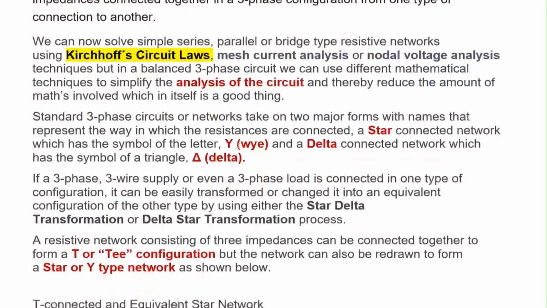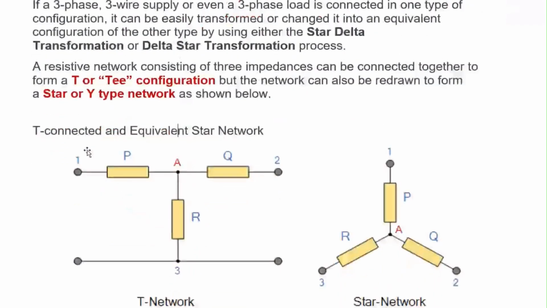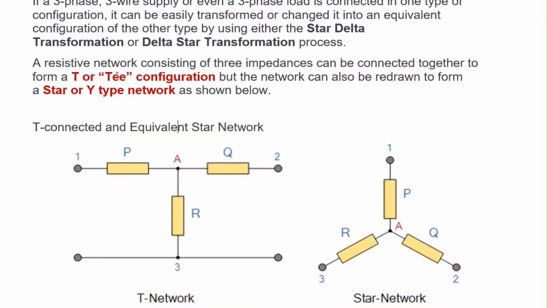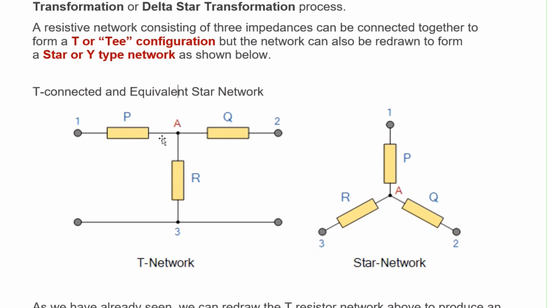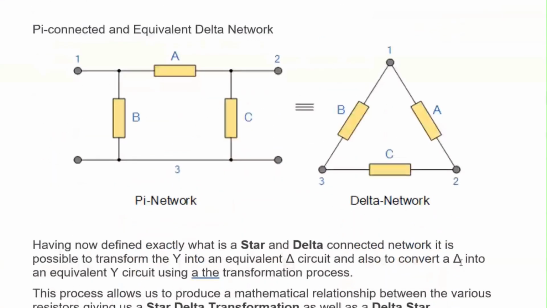A star connection is also sometimes called Y connection, and a delta connection is also called pi connection. A star connection is also named as T connection. As you can see here, this is connected in T fashion, a T network, and the same thing can be redrawn into a star looking network. Also, you can see this pattern, which is called a pi network, and this could be redrawn into a delta network.